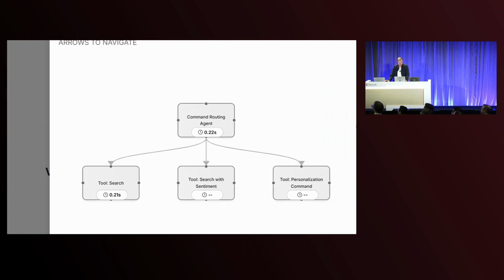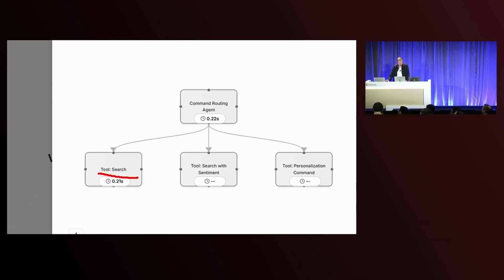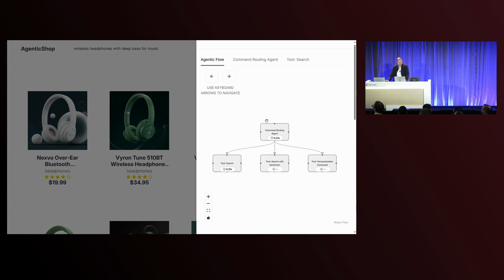Here we can see that our command routing agent spent roughly 200 milliseconds to decide that, in order to fulfill this user request, it needs to call the search tool. And it ignored the two other tools that are available to that agent. That's a first glimpse of the flexibility, where our agent can encompass all functionality of the app and do the right thing depending on the user request.